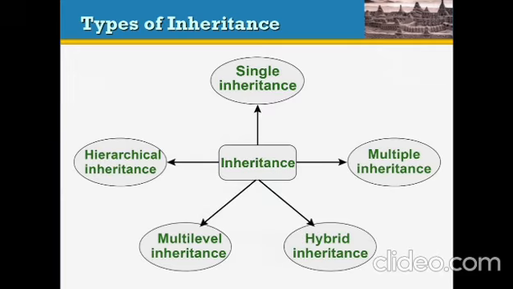Next, we are going to see the topic types of inheritance. What are the types of inheritance? There is not just one way to structure this relationship. Depending on the complexity of our system, you might use different types of inheritance. The types are single inheritance, multiple inheritance, hierarchical inheritance, multi-level inheritance, and hybrid inheritance. These are the different concepts we use in inheritance.